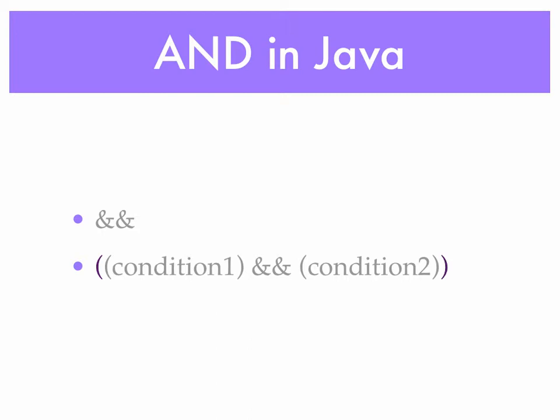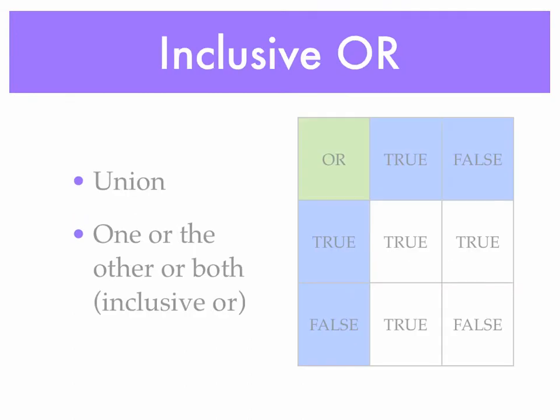And here I write a test that uses the and operator. I test to see if both condition 1 and condition 2 are true. If both condition 1 and condition 2 are true, I return true. If not, I'll return false. That is, if either condition 1 or condition 2 or both are false, I will return false.